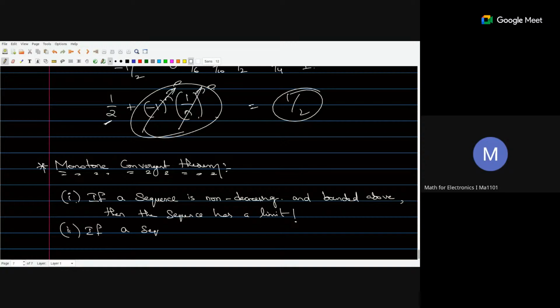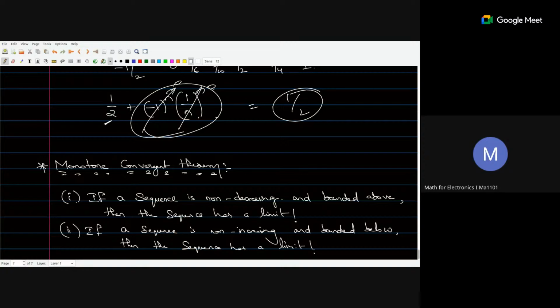If a sequence is non-increasing and bounded below. So I discussed bounded above. If I talk about bounded below, how would I define that? Just recall how I defined bounded above. I need to come up with a real number which is above the sequence, and I'm sure that none of my sequence terms will go above that particular value.